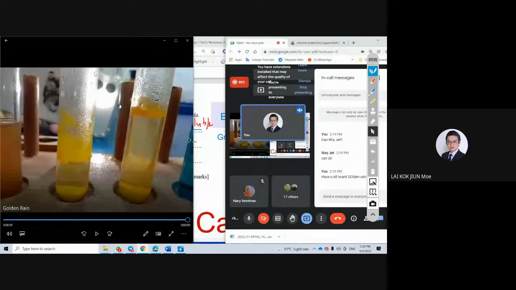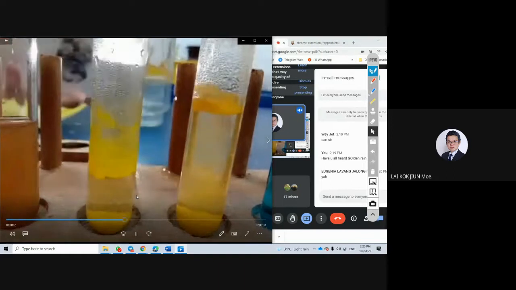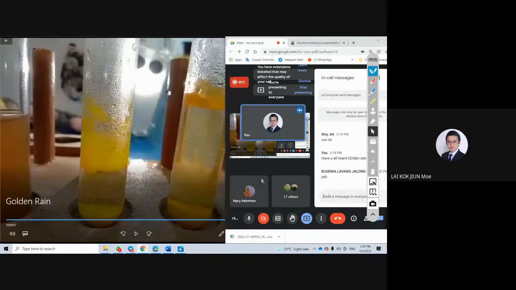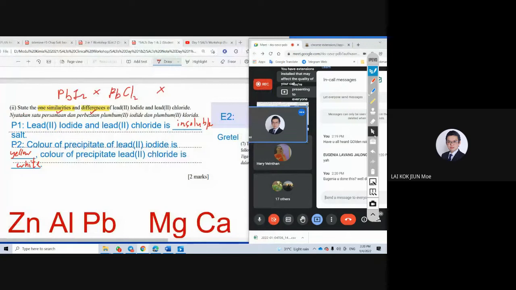My student's reaction is too much, too excited, this girl. So this is the golden ring. Eugenia has done this before. Very good. Actually, this is the PbI2. Very simple. You just mix the lead nitrate with the potassium iodide, it will become the PbI2. You have done this. It's so shiny, so nice, like golden rain, they say golden rain. Okay, no problem for this one.